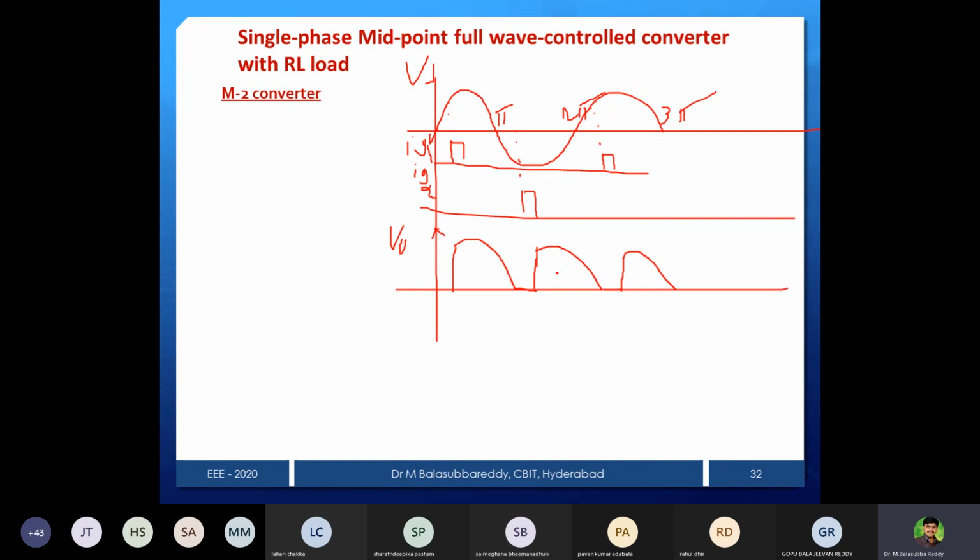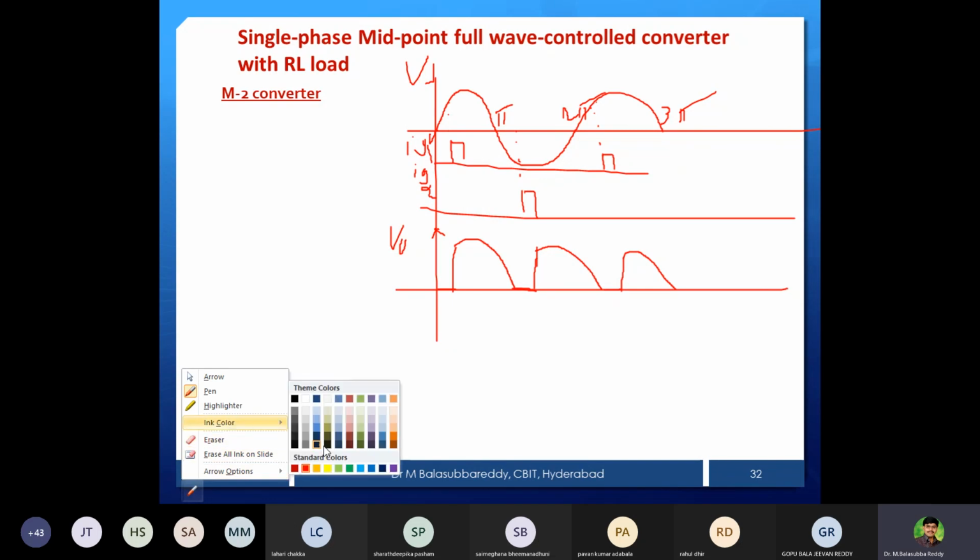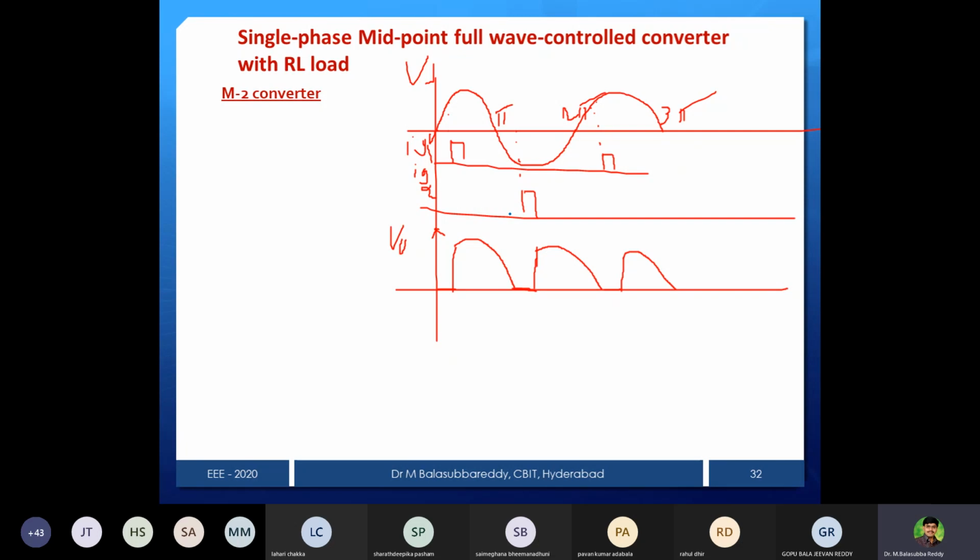Now RL load, what will happen? Why this gap? Actually, because the device is turned off at pi. That is the case for the R load. So in the R load case, due to natural commutation, it will be turned off at pi, 2 pi, 3 pi, and so on, because voltage and current are turned off naturally. Voltage is 0 and current is also 0 at pi, then thyristor T1 will be turned off.